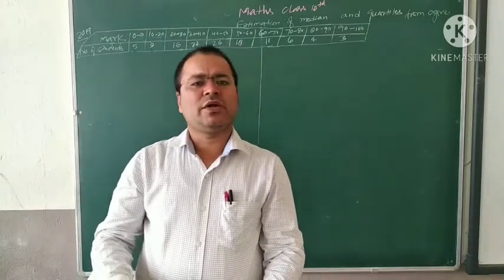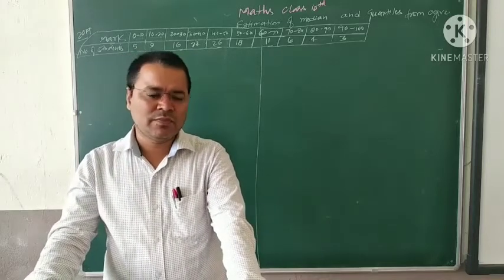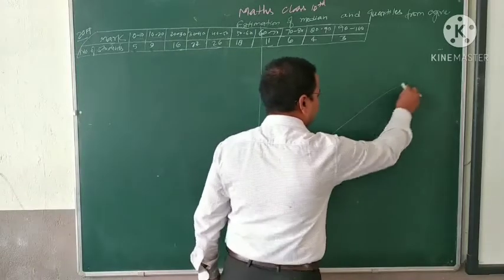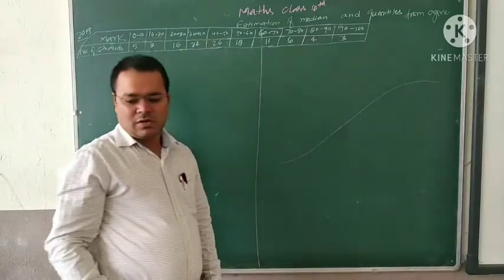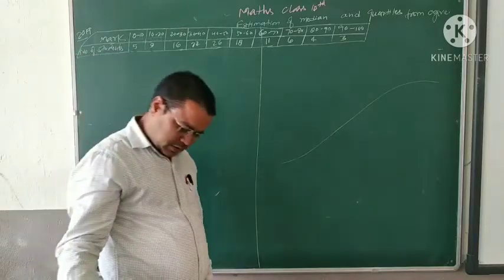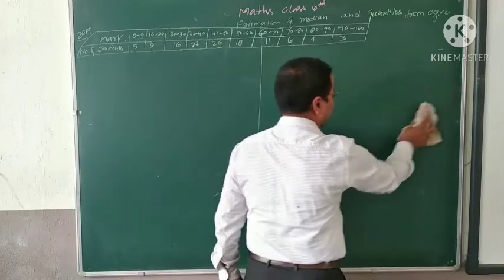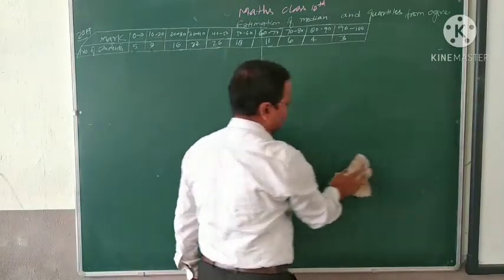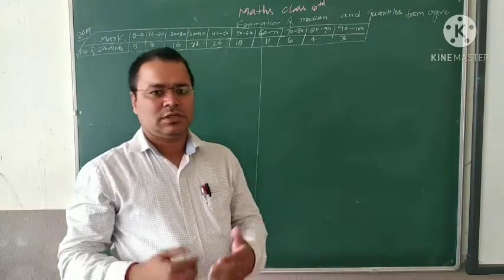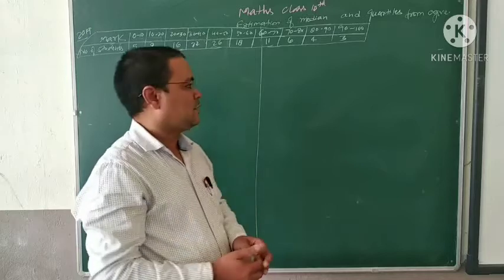The ogive is also known as the cumulative frequency curve, the less than cumulative frequency curve. This is in the rising form. In our syllabus only this much is given: the less than ogive. The greater than ogive is also a part of this, but that is not in our syllabus.